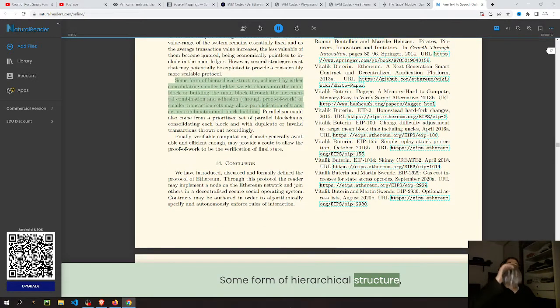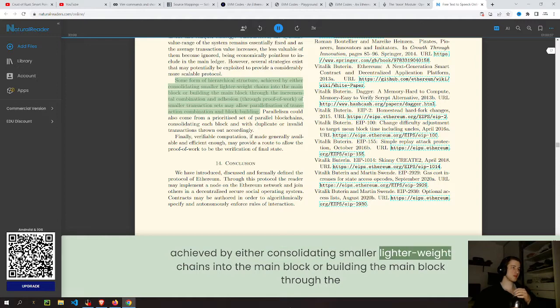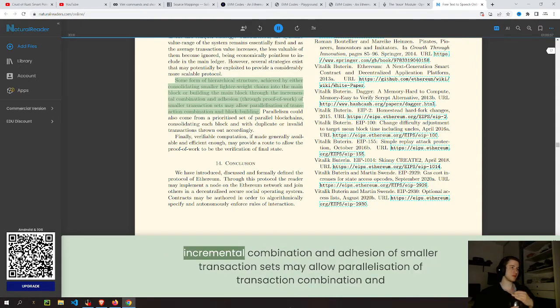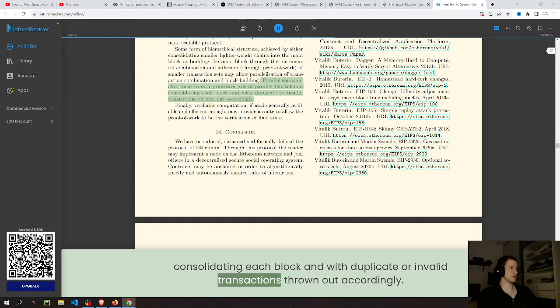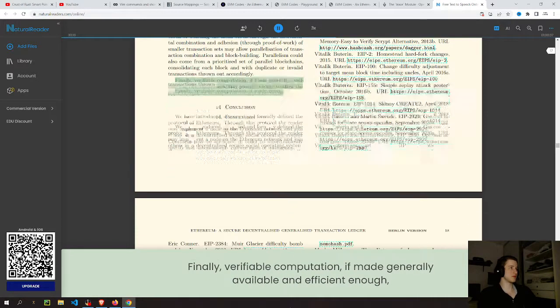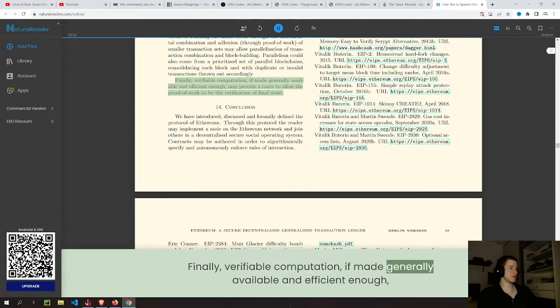Some form of hierarchical structure, achieved by either consolidating smaller lighter weight chains into the main block or building the main block through the incremental combination and adhesion of smaller transaction sets, may allow parallelization of transaction combination and block building. Parallelism could also come from a pre-agreed set of parallel blockchains, consolidating each block and with duplicate or invalid transactions thrown out accordingly. Finally, verifiable computation, if made generally available and efficient enough, may provide a route to allow the proof of work to be the verification of final state.